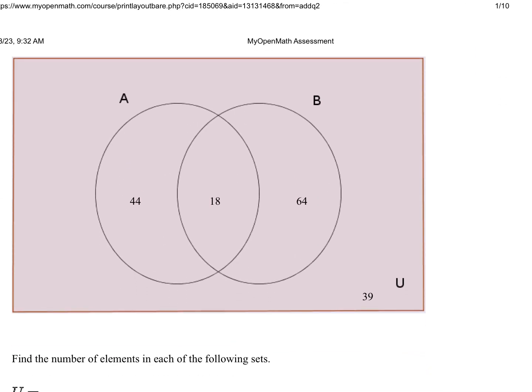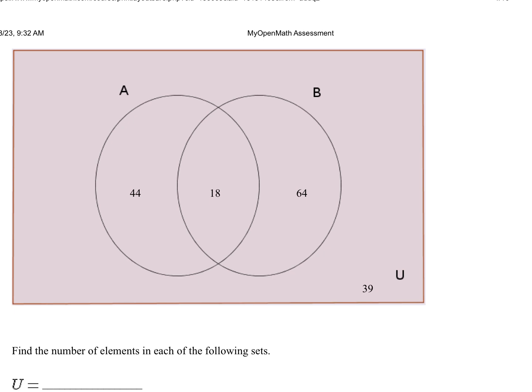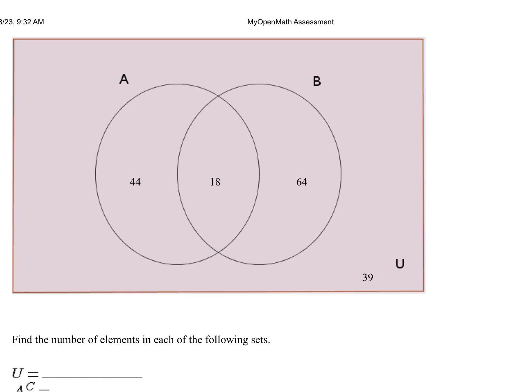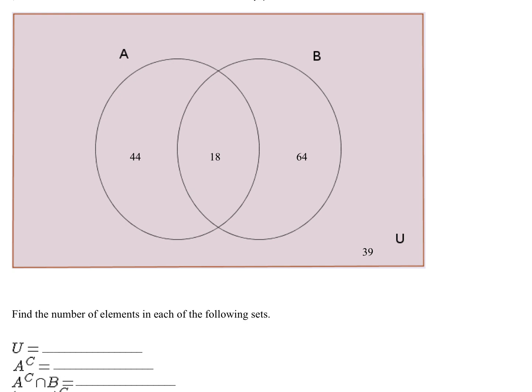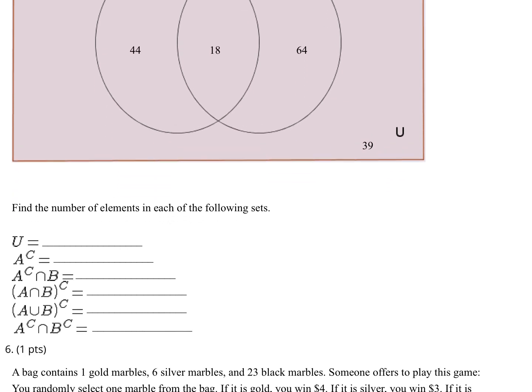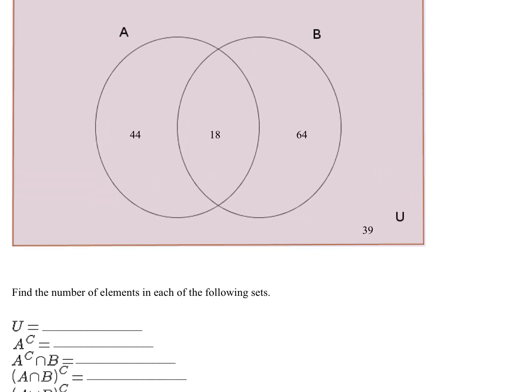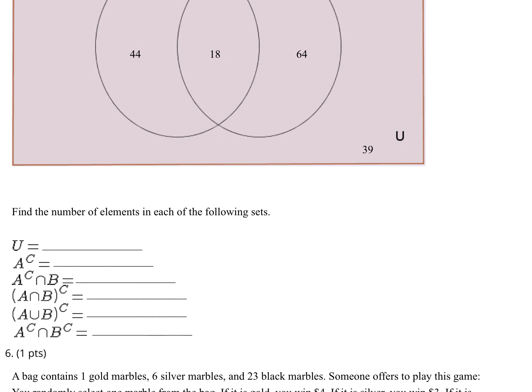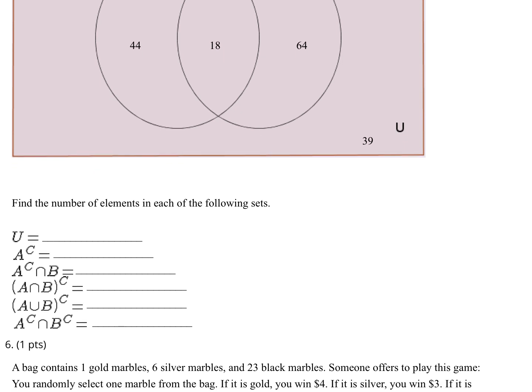Okay, number 5. We have this Venn diagram. It says find the number of elements in each of the following sets. Okay, this will allow me to fit everything on the screen. Know that set A is this circle, and the set on the right is B.